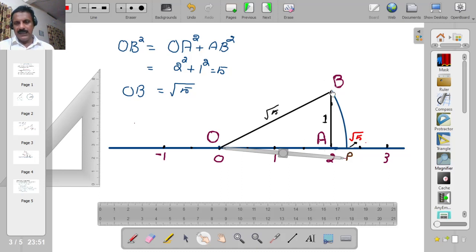OB has length square root of 5, so OP will also have length square root of 5. Now OP is on the number line and it is at a distance of square root of 5 units away from point O. Now we have located square root of 5 on the number line. I think we have understood this.